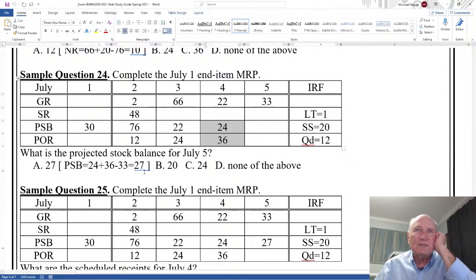Okay, because 60 minus 33 is 27. So it's just some arithmetic. It's just adding two numbers and subtracting a number. You just have to know which numbers to add and subtract.